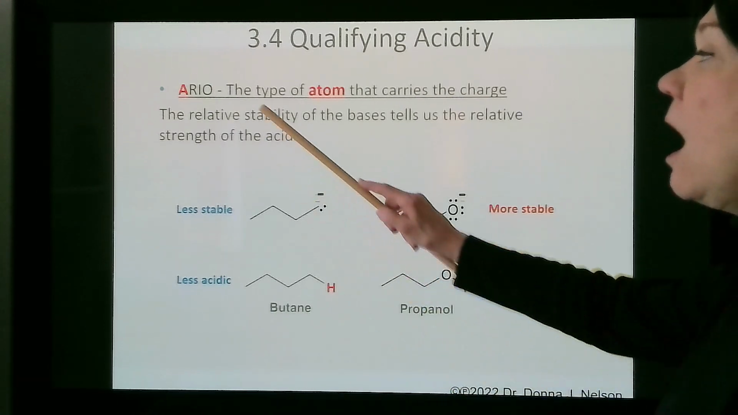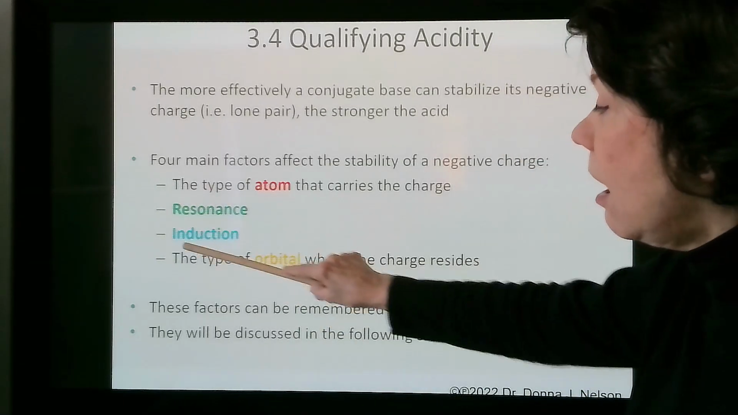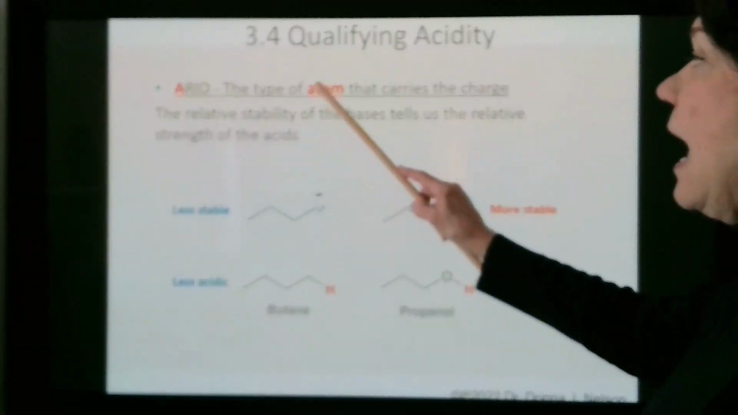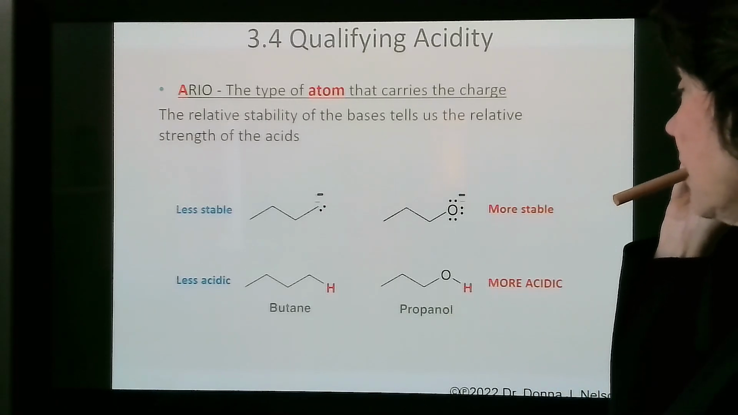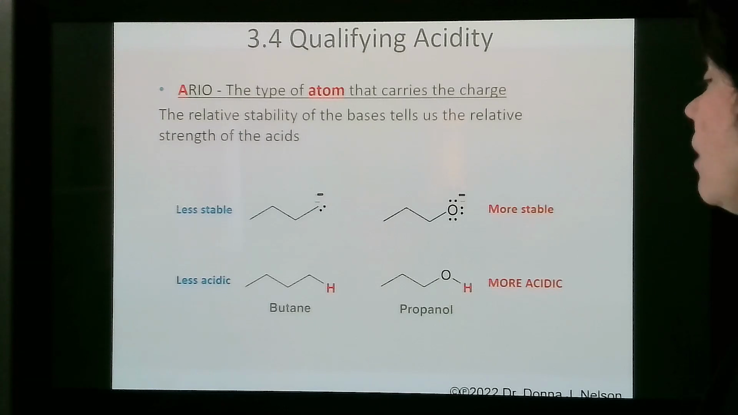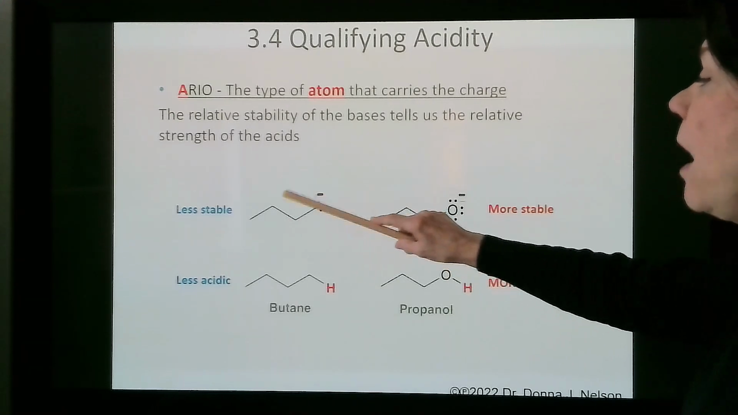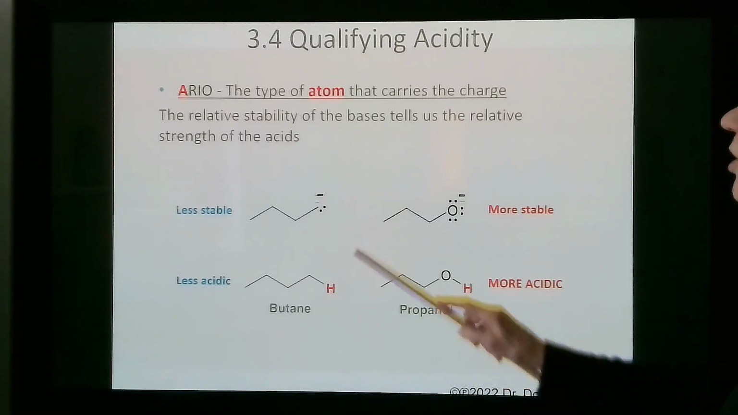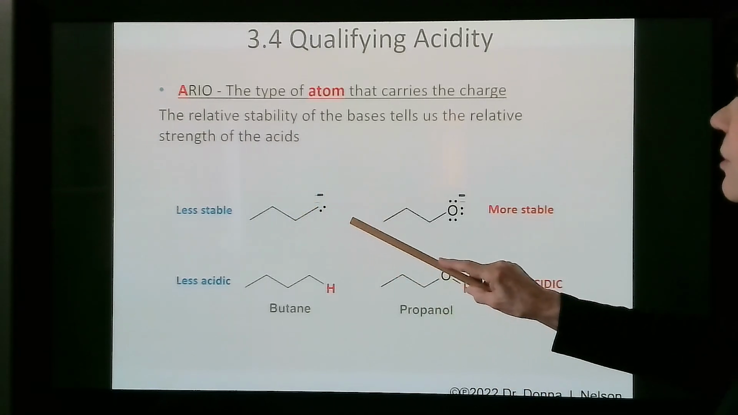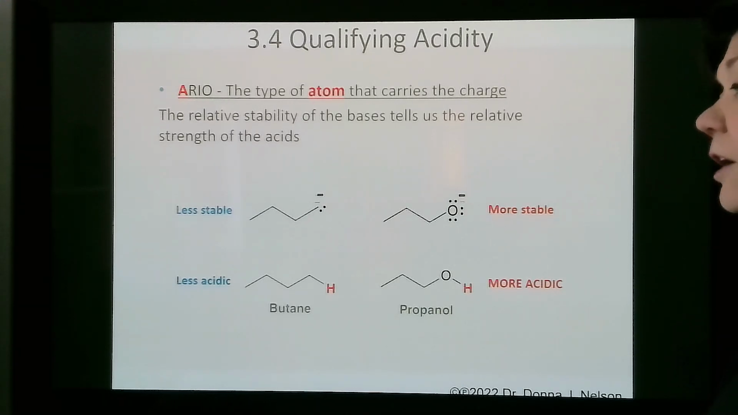So the first of this acronym ARIO, A-R-I-O, the A stands for atom that carries the charge. And so the relative stability of the bases tells what the relative strengths of the acids are. So you know that a molecule in which carbon has lost a proton, and so now there is a negative charge on that carbon, is a very strong base because it's very reactive. Oxygen can bear the negative charge more easily because oxygen is higher in electronegativity than carbon is.